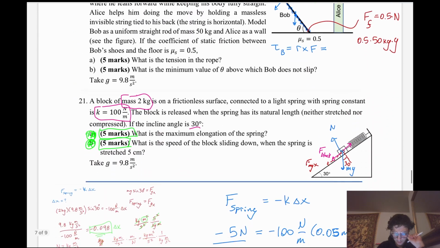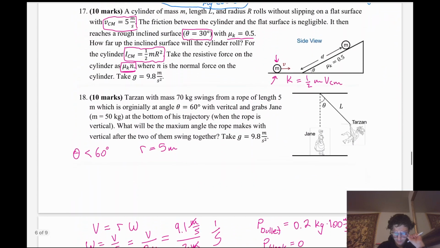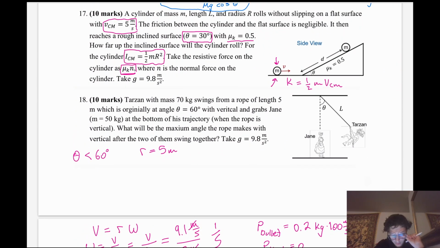Let's check. Okay, we did this. Michael Jackson. Let's check Tarzan. I think Tarzan's going to be an easy one.